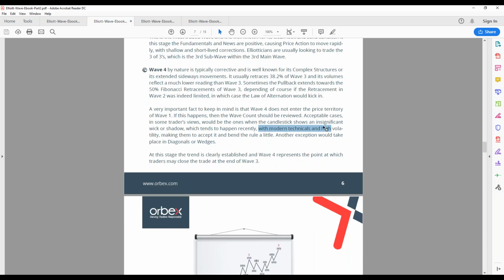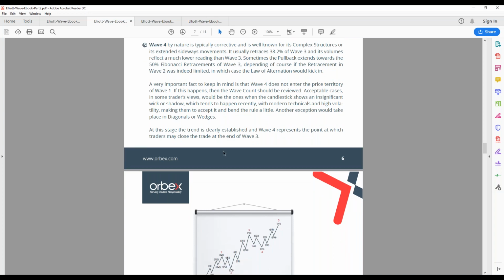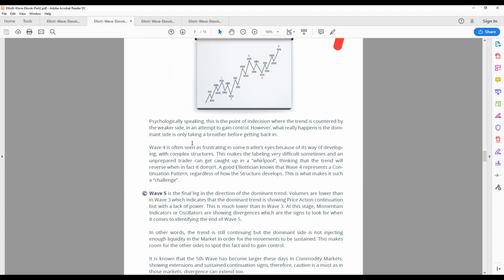And in an impulse, wave 4 does not enter the price action territory of wave 1, only in an impulse. However, in a motive wave, let's say for instance a leading diagonal or ending diagonal, it can and it will. That's how the structure is designed to unfold, right? So keep that in mind when charting and when labeling and everything.